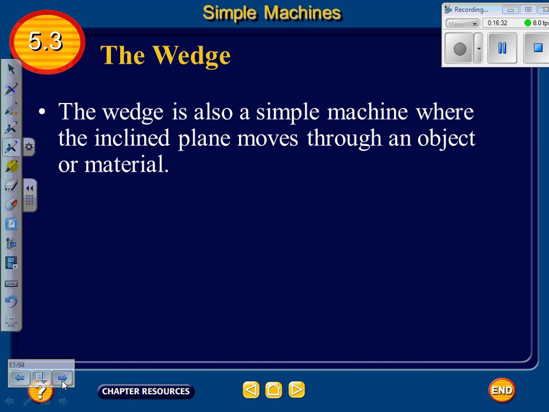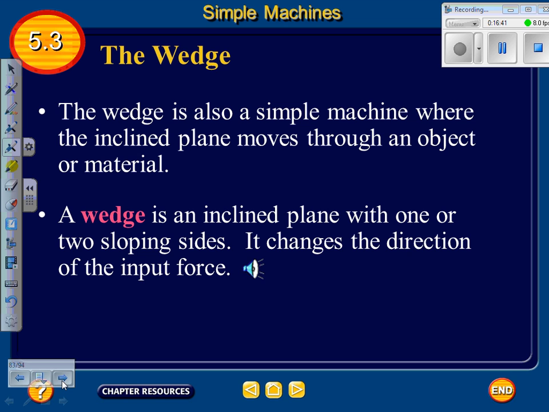A wedge. A door wedge. The wedge is also a simple machine where an inclined plane moves through an object or material. A wedge is an inclined plane with one or two sloping sides. It changes the direction of the input force. A doorstop is an example of a wedge that has one sloping side, but like a wedge that you would use to split a piece of wood, hit it with a maul, and a splitting wedge, that has two sloping sides.